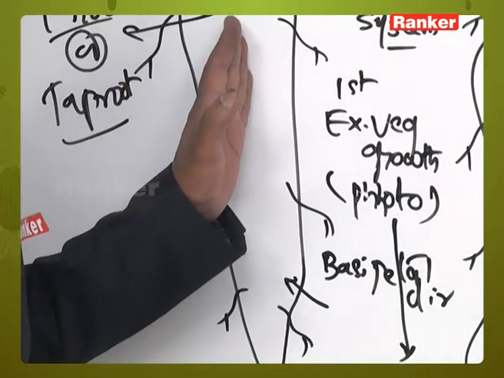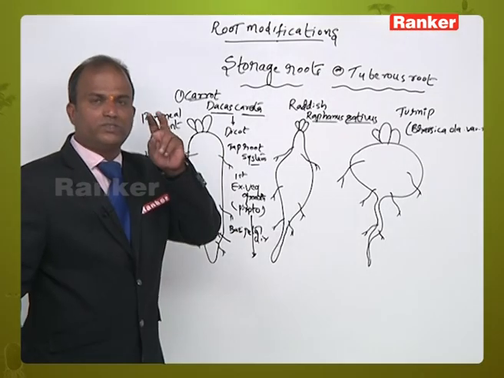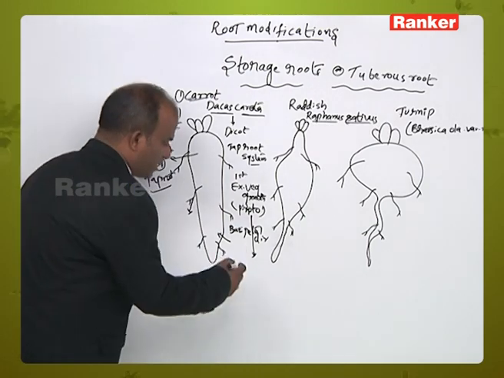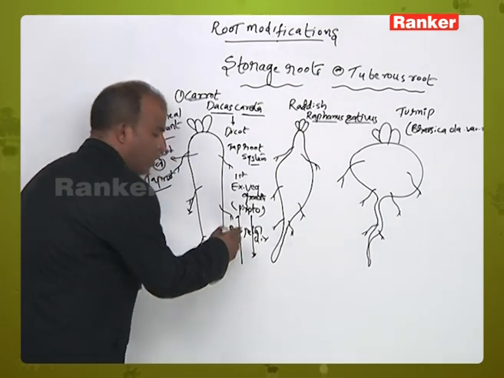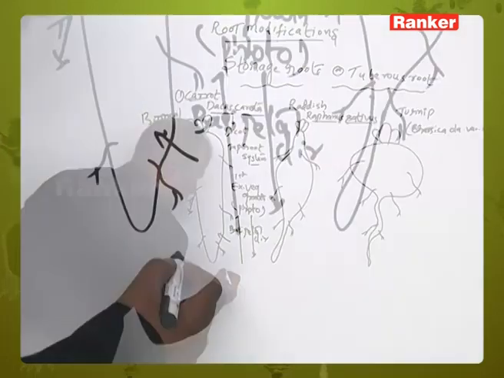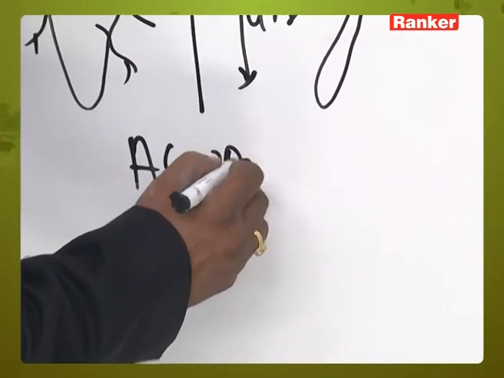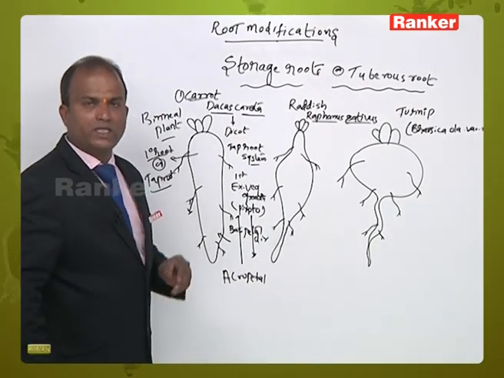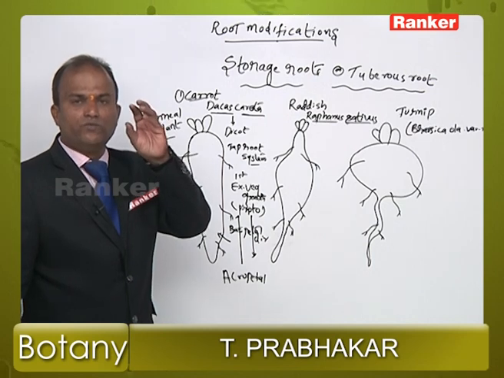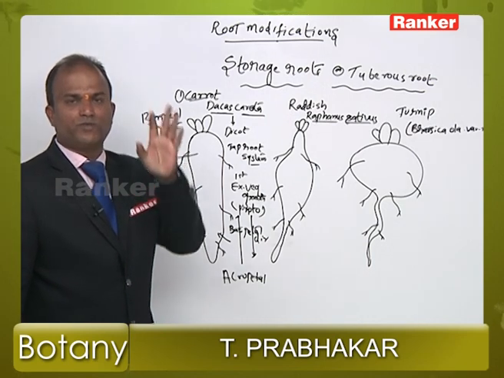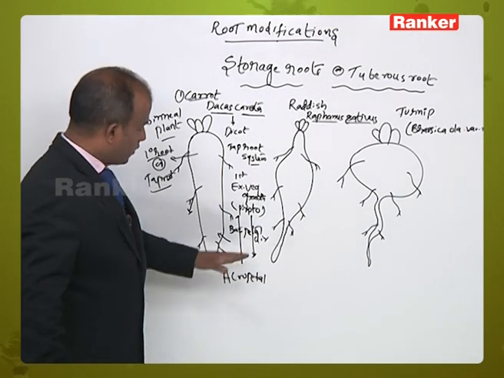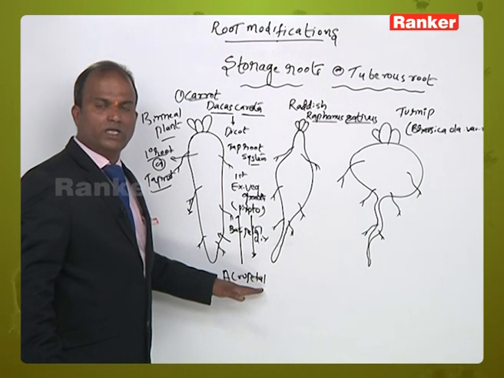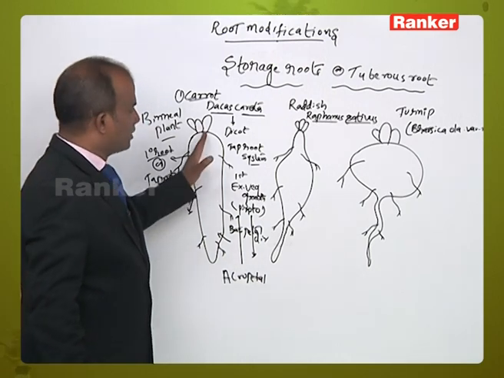And if this root crop is harvested during the second year, what happens? During the second year, the food materials move in the upward direction. Which direction is that? Acropetal direction, for the production of flowers, fruits and seeds. So this is about the carrot plant.